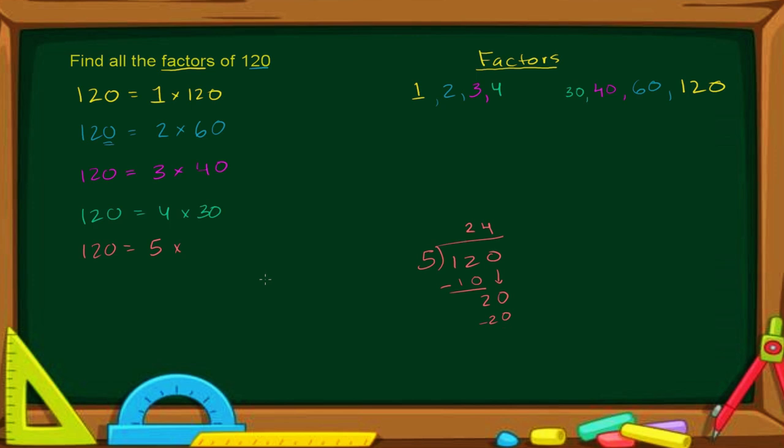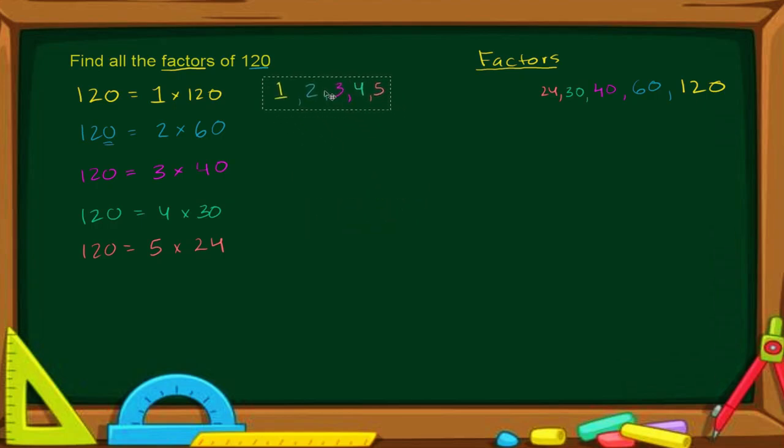Let me delete all of this so we can have our scratch space to work with later on. So 5 times 24 is also equal to 120. So we have two more factors, 5 and 24. Let me clear up some space here because I think we're going to be dealing with a lot of factors. Let me cut it and paste it and move this over here so we have more space for our factors. So we have 5 and 24.